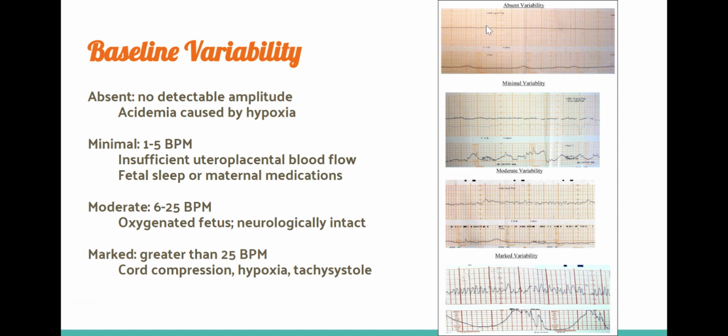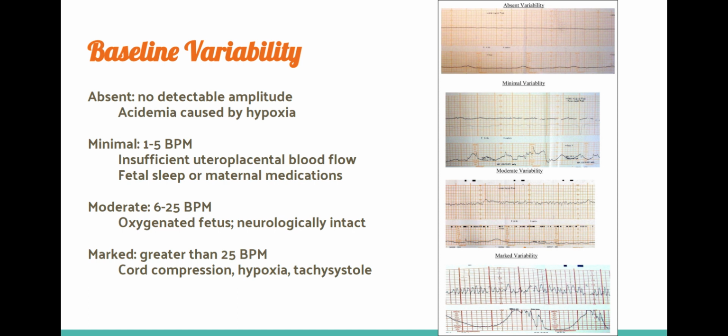We have absent, which is up here. If you see that real flat line, that is bad. It is acidemia caused by lack of oxygen to the baby. We hate absent variability. So that is grossly abnormal. Here is minimal variability, the second one down, and that has some amplitude, like 1 to 5 beats per minute between the beats, but not enough.